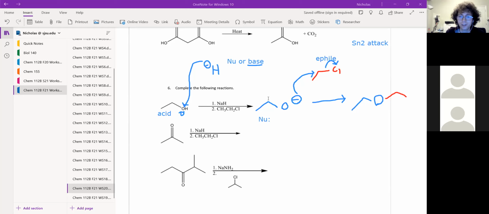So this isn't a new reaction. This is Williamson ether synthesis. You add a base to an alcohol, and then you add something with a leaving group, and you form an ether through an SN2 mechanism. And the next couple of reactions are going to be fairly similar, so that's why I brought this up. Here we have a ketone, and in the first step, we're adding sodium hydride again. So again, that's going to be a base.